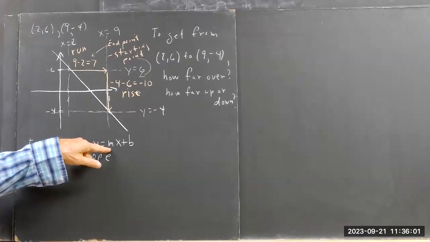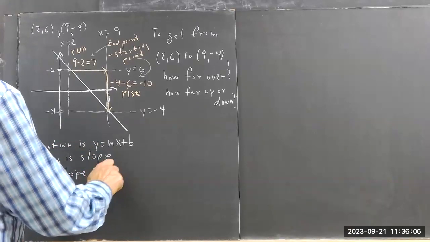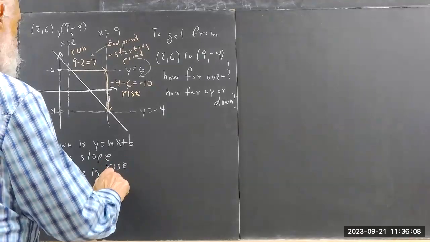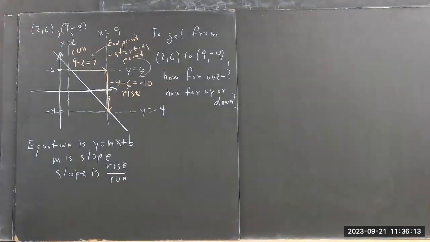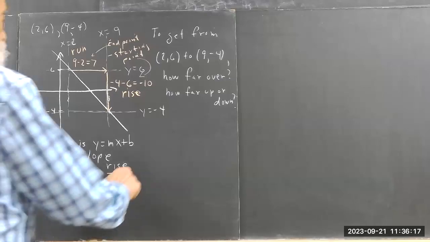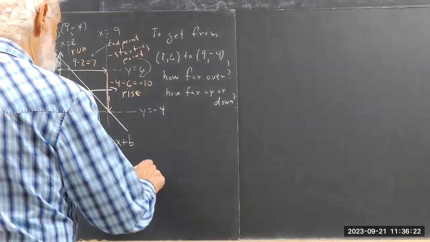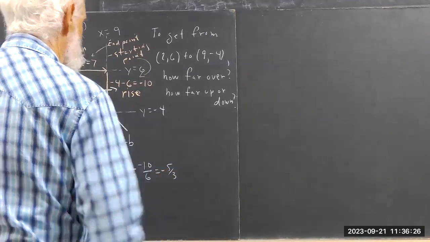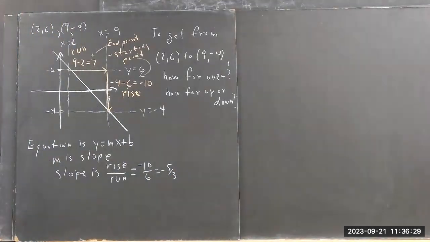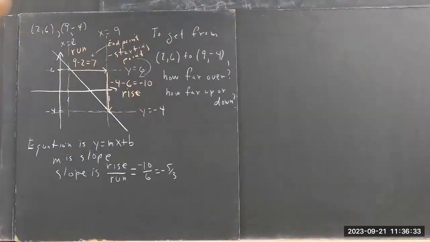M is a slope. Slope is rise over run. And you see what the rise is and what the run is. The rise is negative 10, which is negative 5/3. And it makes sense. It has a meaning.